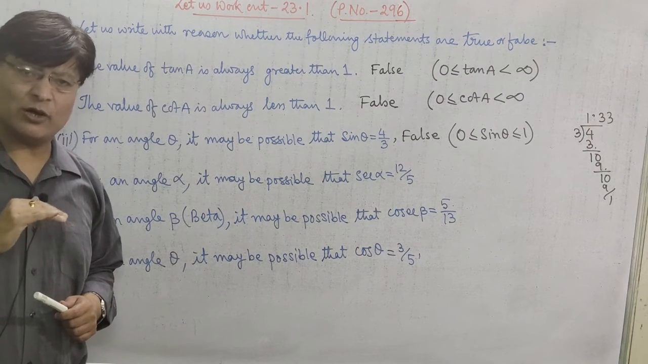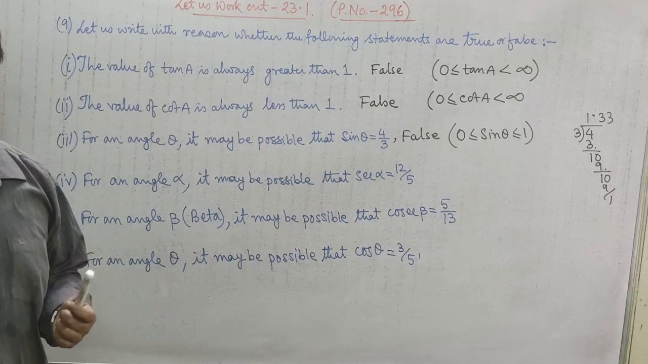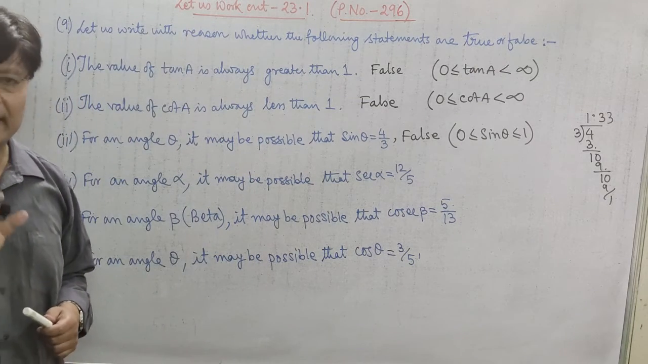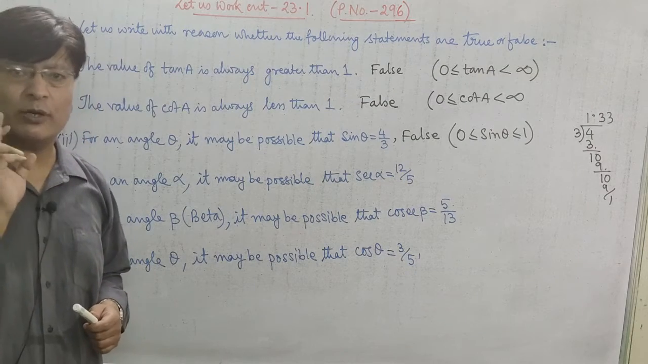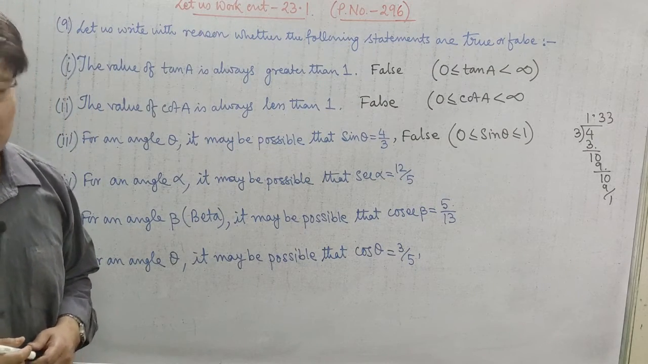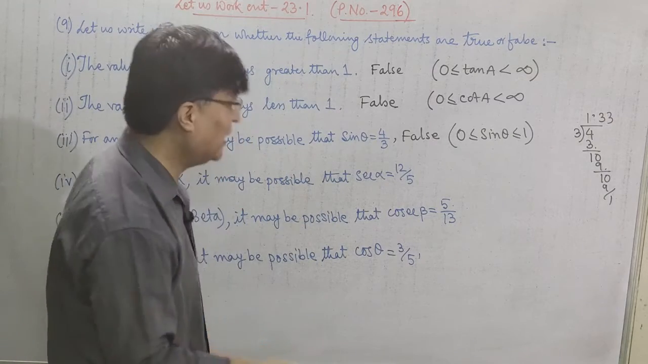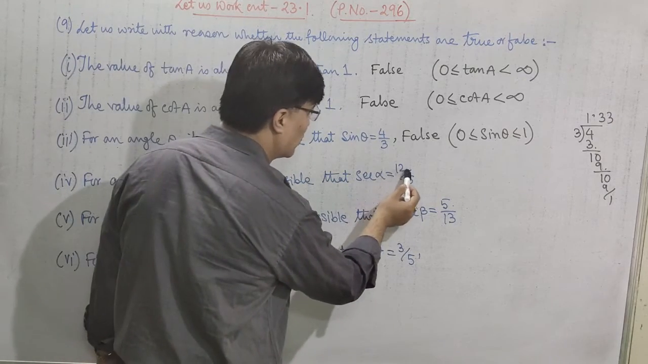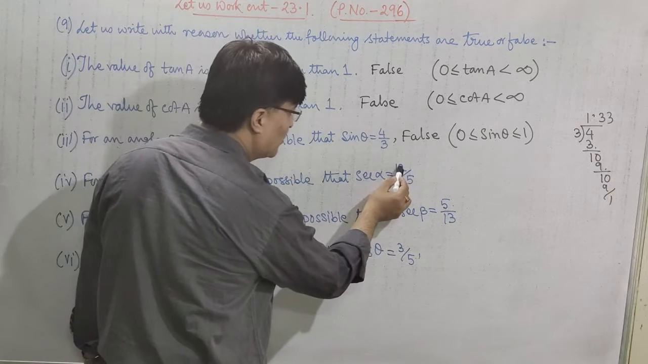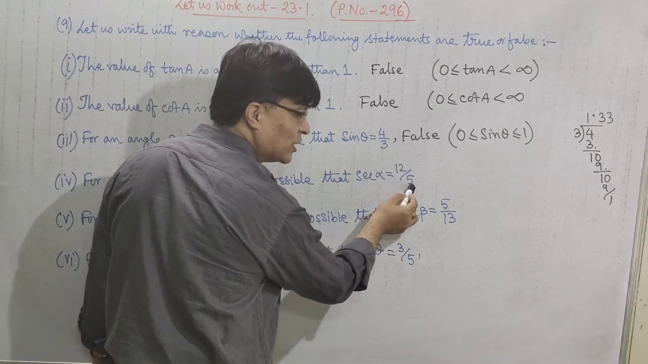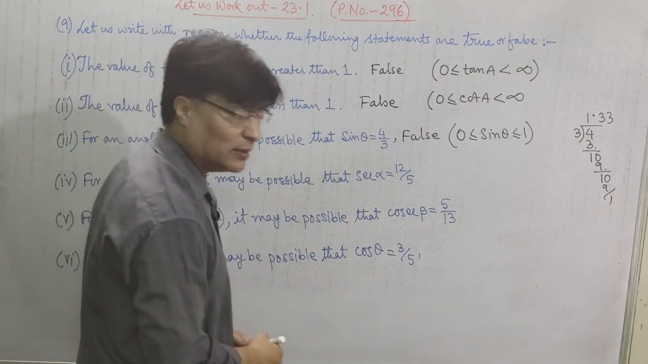So sec alpha is just the opposite of cos alpha. And you know that cos alpha always lies within 0 and 1, but sec alpha does not lie between 0 and 1; it should be greater than or equal to 1. Okay, so sec alpha is equal to 12 by 5. So the numerator is greater than the denominator. If the numerator is greater than the denominator, it is always greater than 1, isn't it?